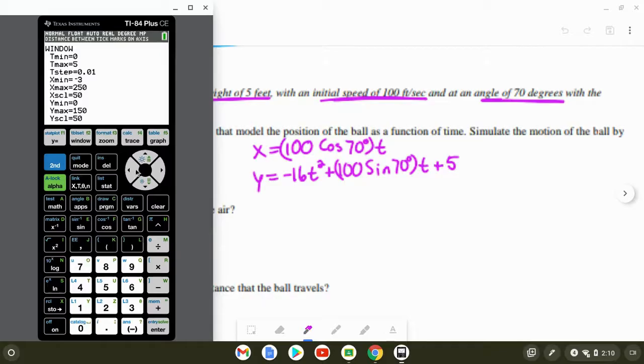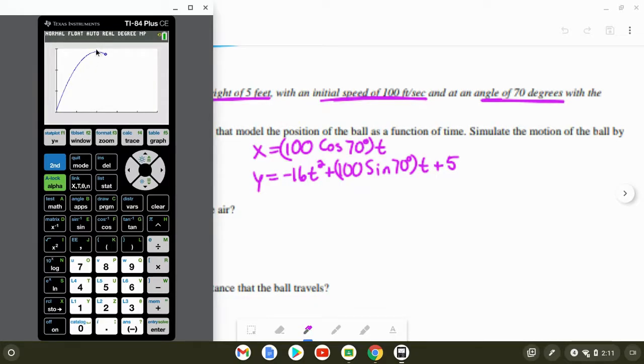That was bothering me. Go to the t. We need to go for longer than 5 seconds because it didn't have time to make it down. So let's go 7 seconds. It was on its way down, so hopefully it'll make it down to the ground this time. So there's the ball being launched from 5 feet up, 100 feet per second at 70 degrees.